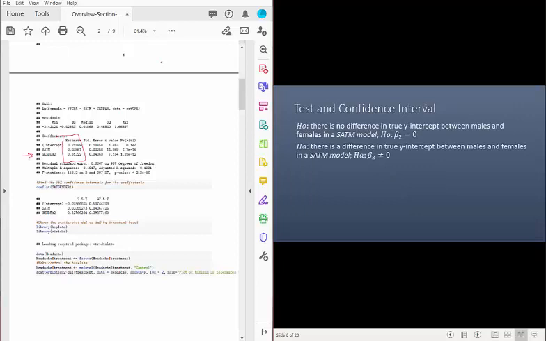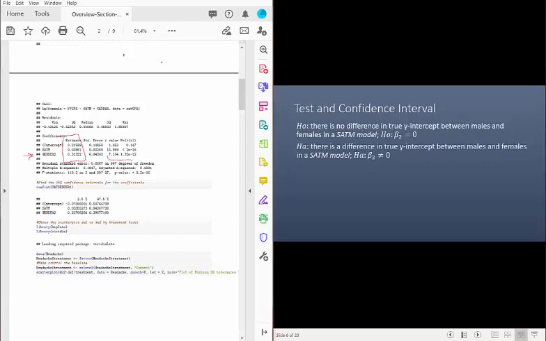For this study, we can test the null hypothesis that there is no difference in true y-intercept between males and females in the SAT math model, which would be that the coefficient beta 2 is equal to 0, against the alternative that there is a difference in the true y-intercept between males and females in an SAT math model, where beta 2 is not equal to 0.